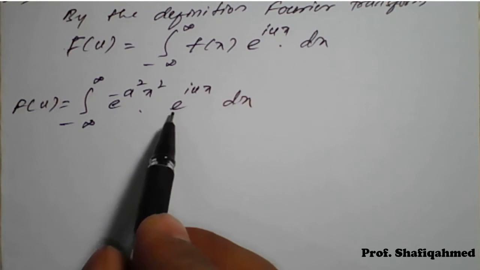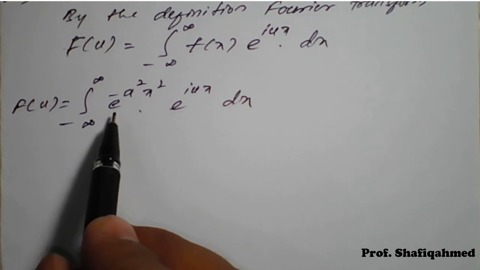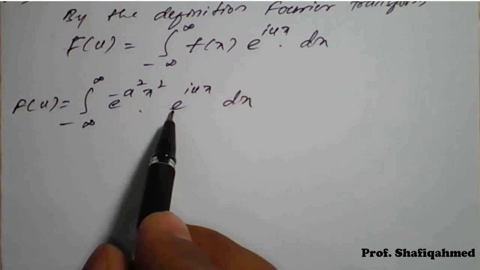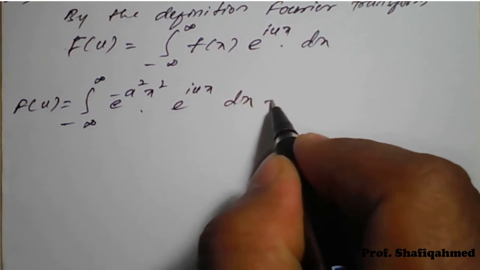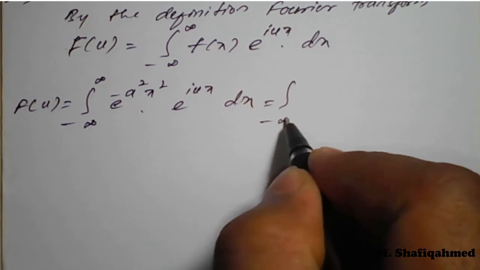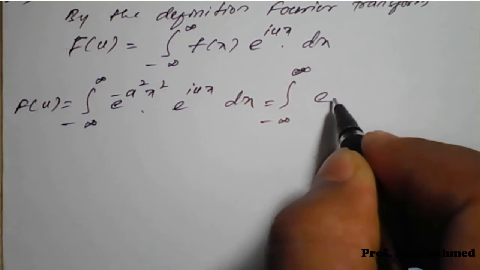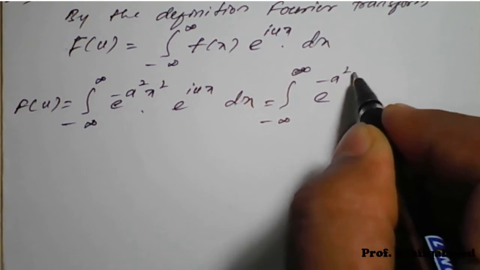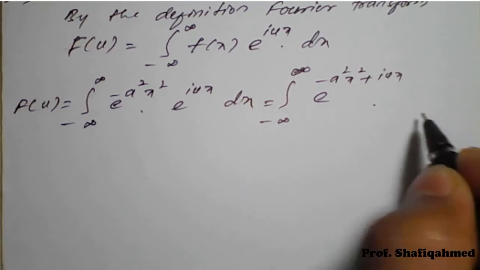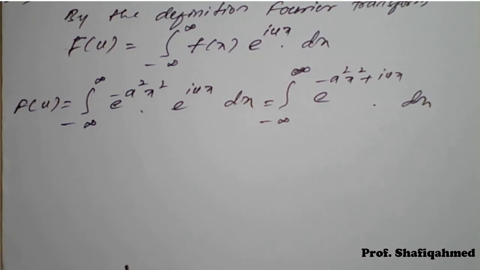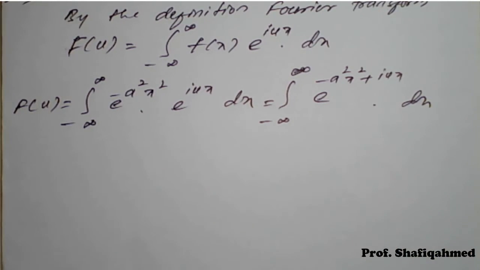Now you can observe we need to simplify this integral. Before simplifying, you can observe the bases are the same, so we can add the powers. Therefore it will be the integration from minus infinity to plus infinity of e raised to minus a square x square plus i u x into dx. We have added the powers because the bases are the same.